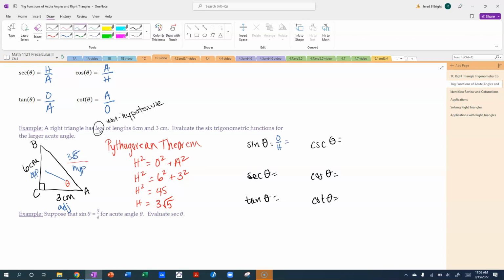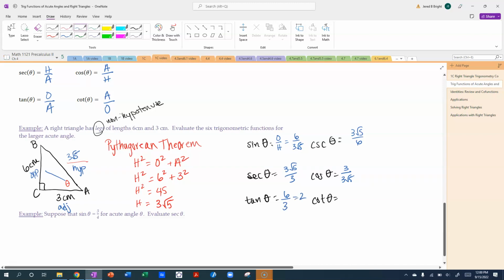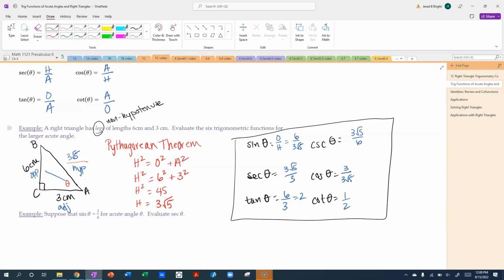So here sine would be 6 over 3 square root 5, and I could simplify that further if I wished. Cosecant would be the reciprocal, 3 root 5 over 6. Cosine is adjacent, which is 3, over hypotenuse, which is 3 root 5. Simplify as you wish. Secant will be the reciprocal of cosine. Tangent is going to be opposite, so 6 over 3, which is 2. That's an easy simplification, and cotangent would be the reciprocal, 1/2. So there we go, folks. Same process for trig functions, just in a triangle.